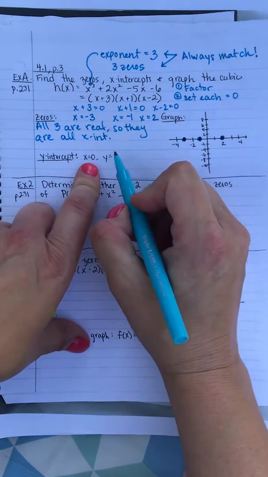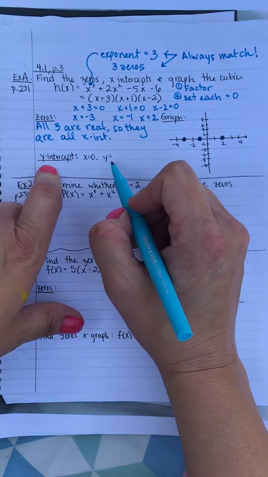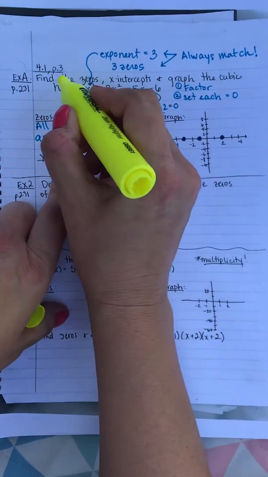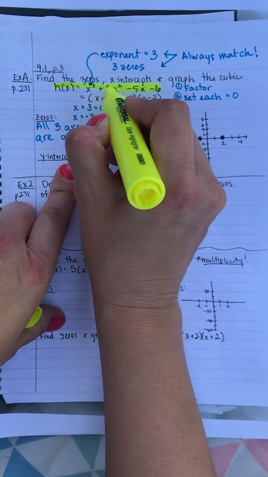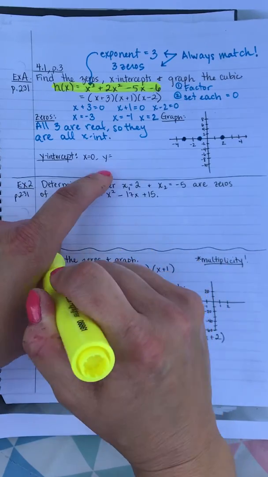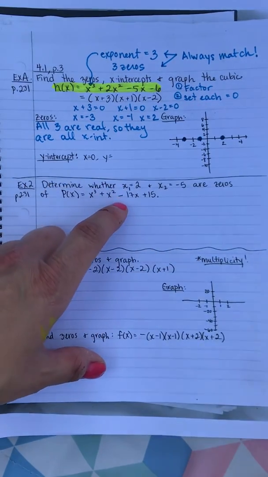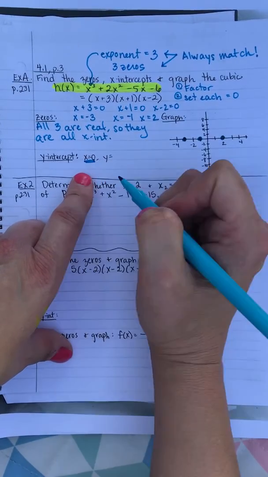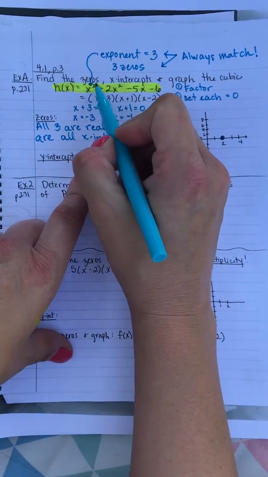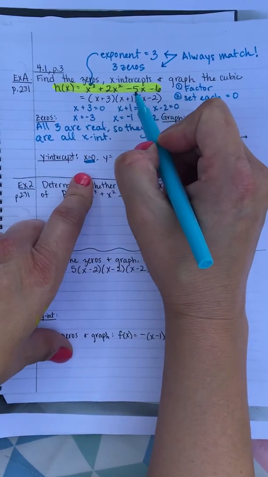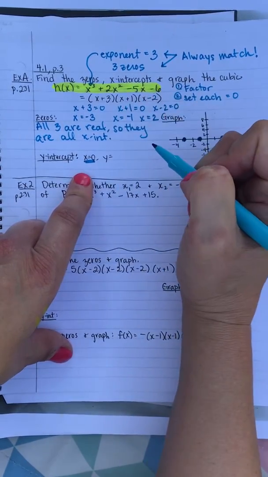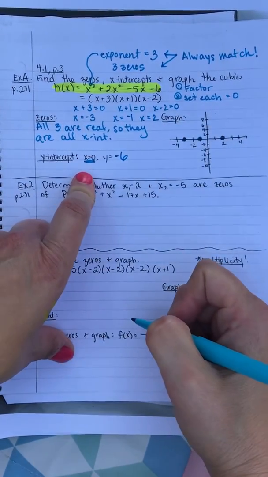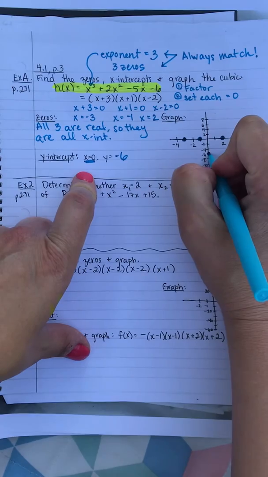Now, for the heck of it, let's try to find the y-intercept. To find the y-intercept, I like to go back to the multiplied out function. Why? Because I'm plugging in x equals 0. When you plug in x equals 0, x cubed is 0, 2x squared is 0, 5x is 0, and everything cancels out except the constant of -6. So your y-intercept is -6.